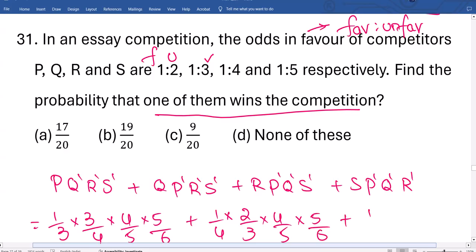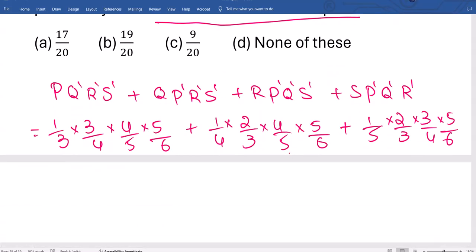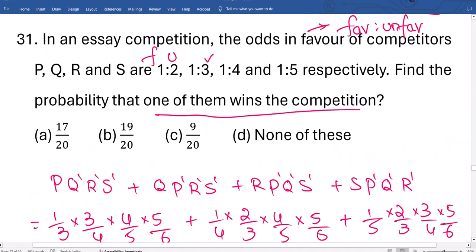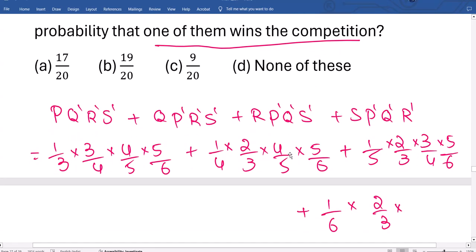Then R winning the game 1 by 5. This is 2 by 3, 3 by 4, 5 by 6. Don't cancel the terms because I want the denominator common, then it's easy for you to do calculations at the end. S winning is 1 by 6, P not winning 2 by 3, Q not winning 3 by 4, R not winning 4 by 5.